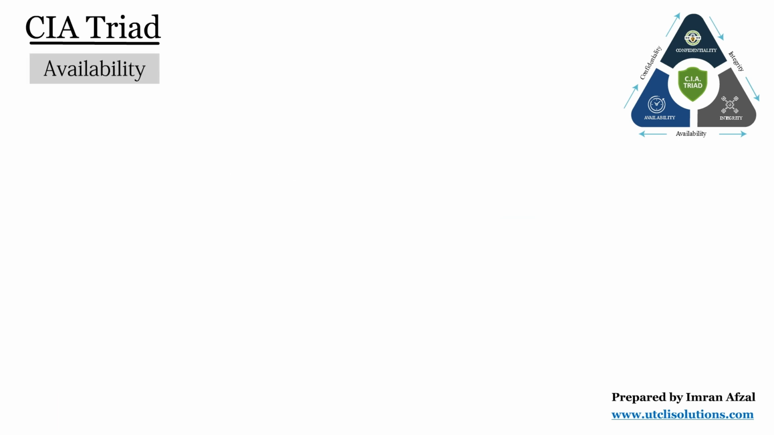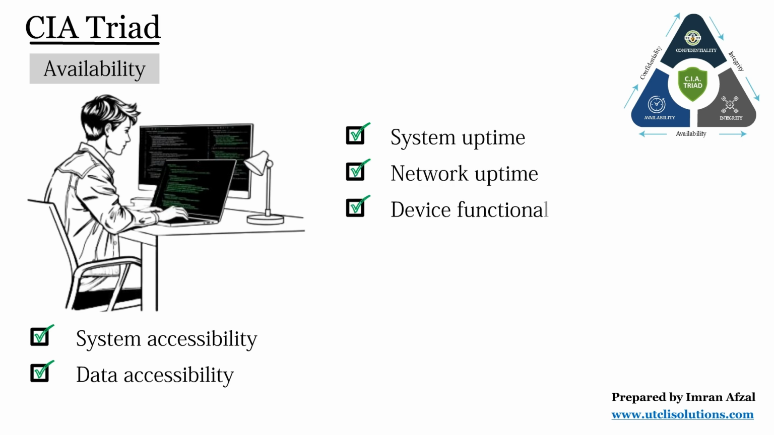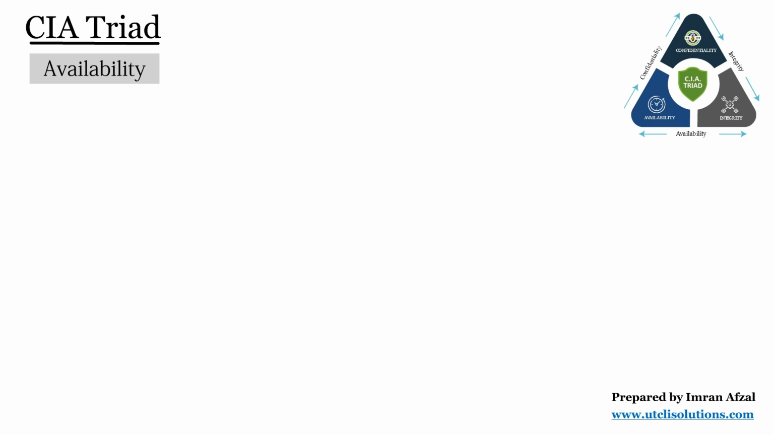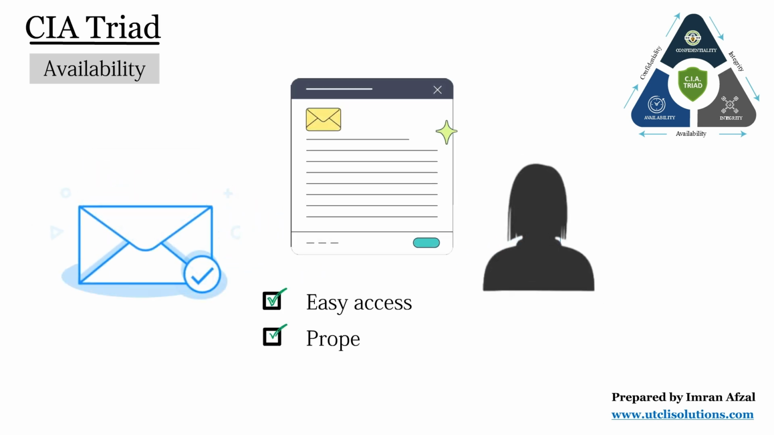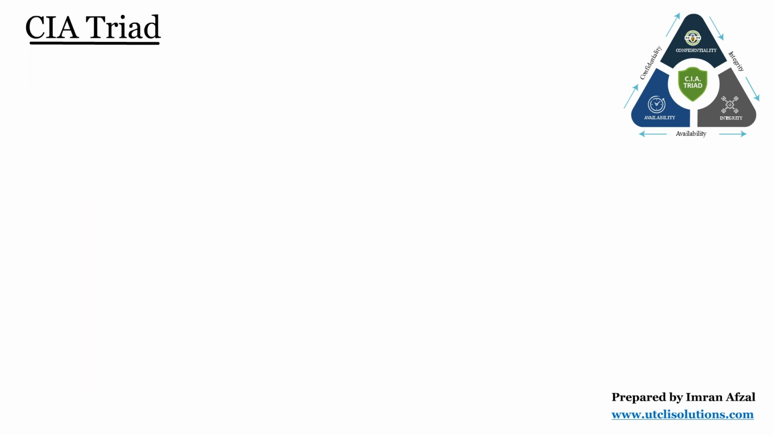Availability. Availability means that the systems and data are accessible when users need them. It ensures that systems, networks, and devices are up and running all the time. While it is important to keep unauthorized users out, it is equally important that the data is available to authorized users whenever they need it. So, for example, in reference to our email, we want the email recipient to access, display, and save the email without any issue.